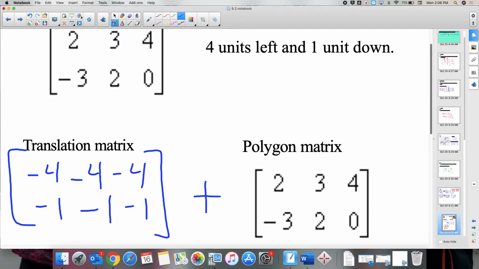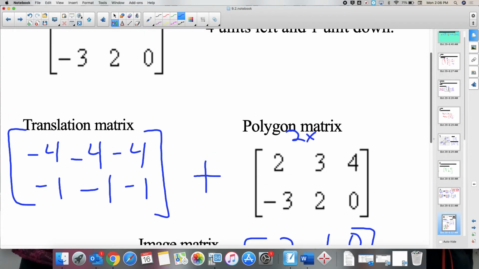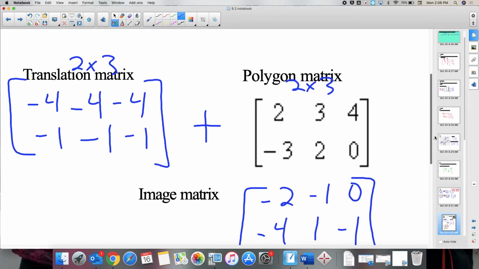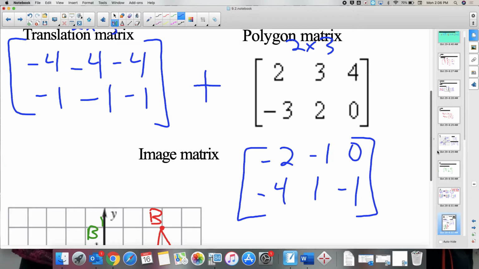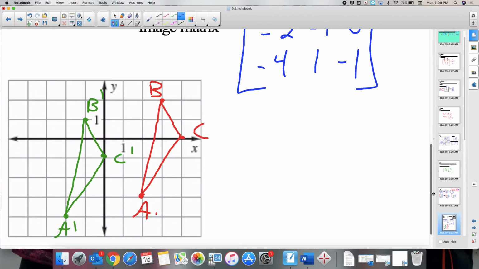And remember, your matrices need to have the same dimensions. So if I have a 2 by 3 matrix, my translation matrix must also be a 2 by 3 matrix. And then we just add those values together to get our image matrix. If we plot our points, there's what we get.